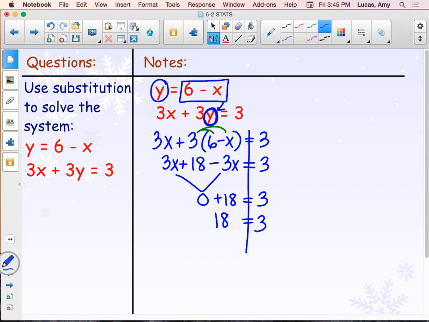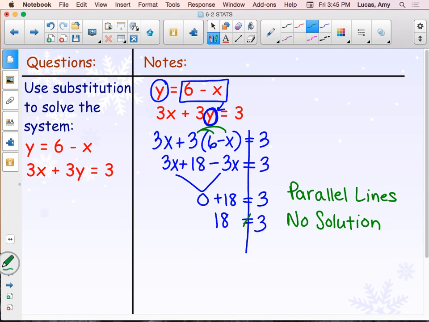Well, I'm pretty sure the number 18 does not equal 3. So 18 is not equal to 3. It's not equal to 3 at all. So what that means is that there's no solution. There's no solution to this system. So that means that my lines are parallel.